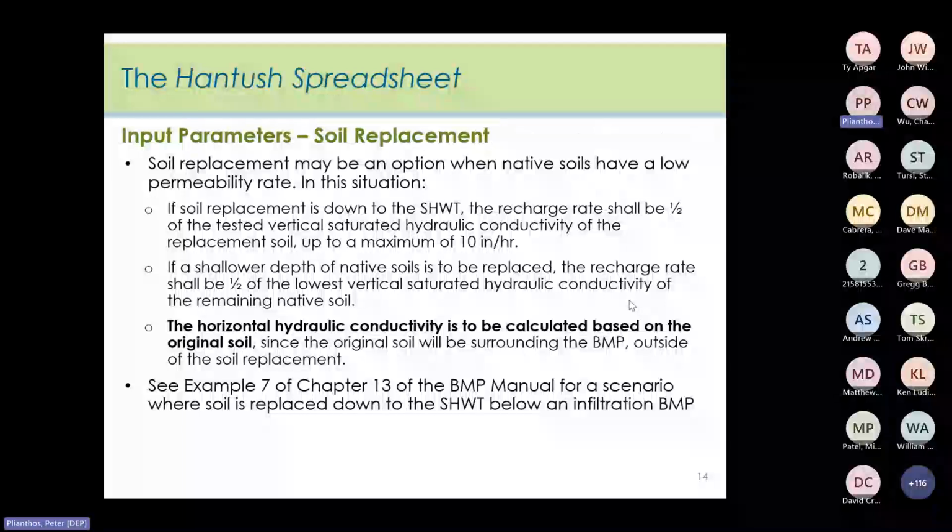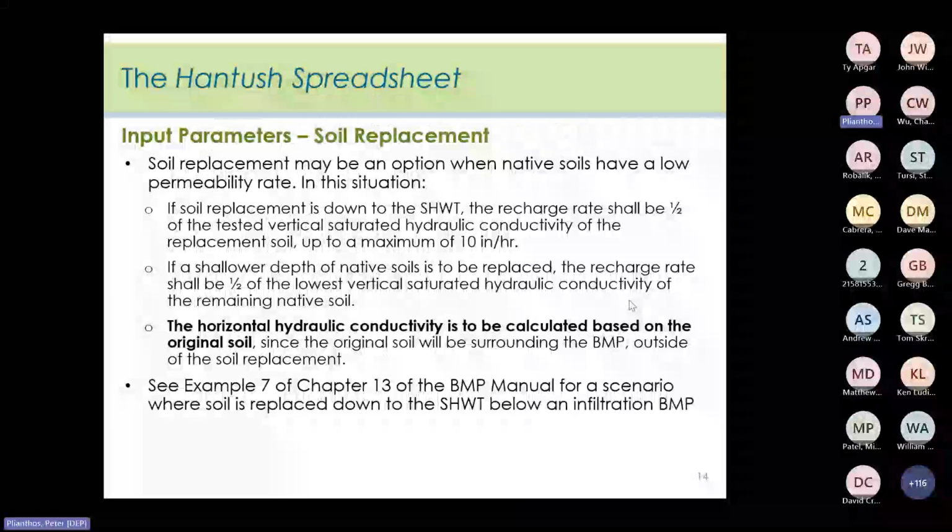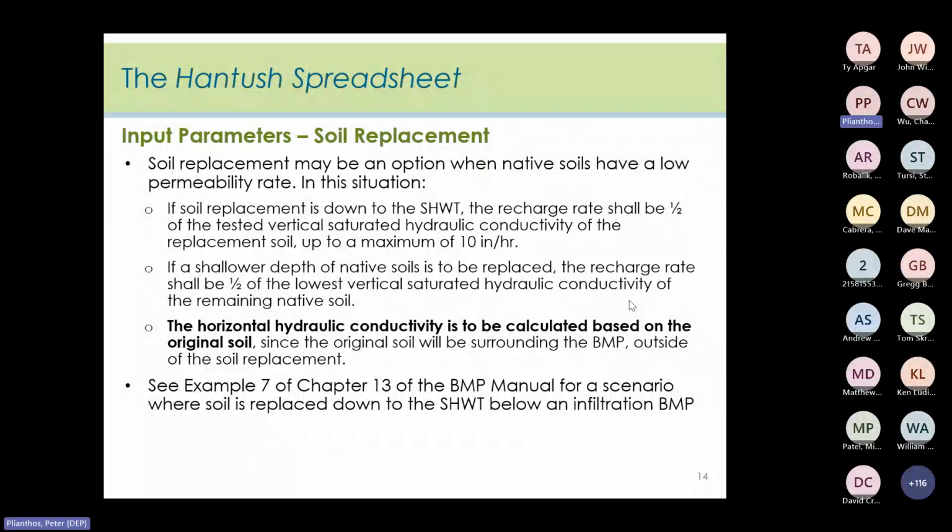Example 7 in Chapter 13 of the BMP manual describes a groundwater mounding analysis scenario where soil is replaced down to the seasonal high water table below an infiltration BMP. It is important to note if a shallower depth of native soils is to be replaced, rather than replacing soil down to the seasonal high water table, the recharge rate shall be 1/2 of the lowest vertical saturated hydraulic conductivity of the remaining native soil.